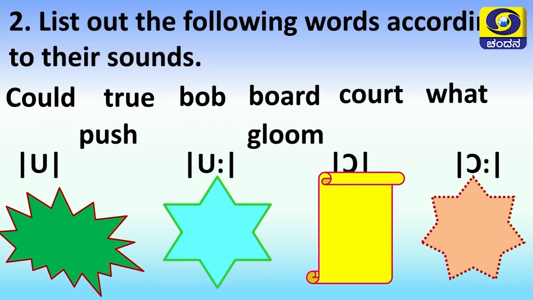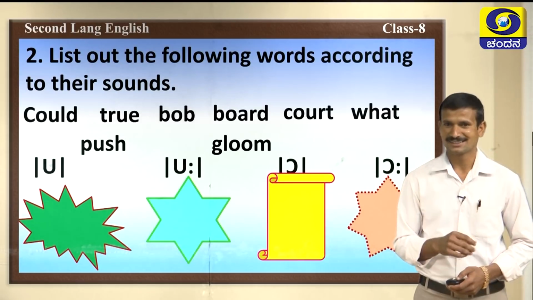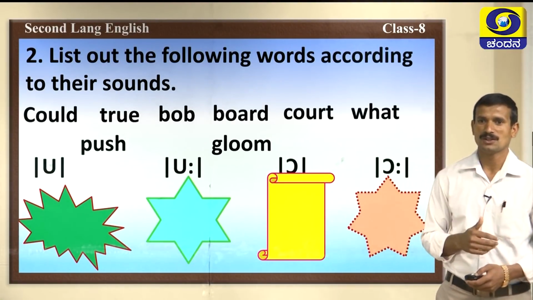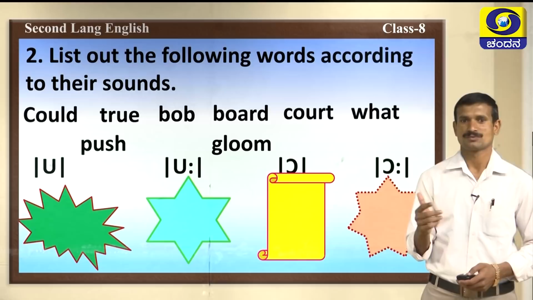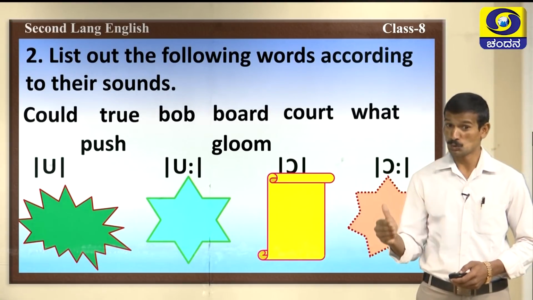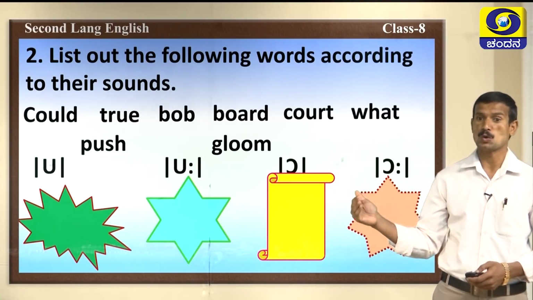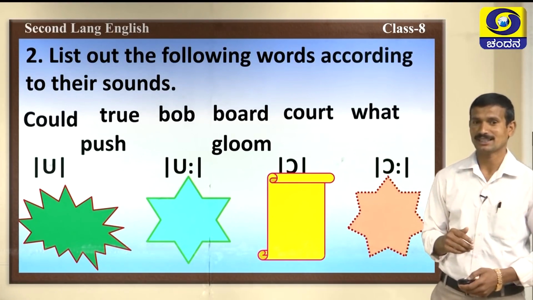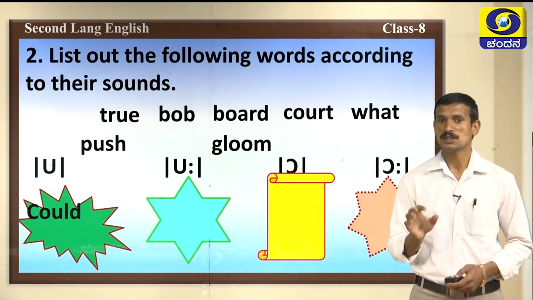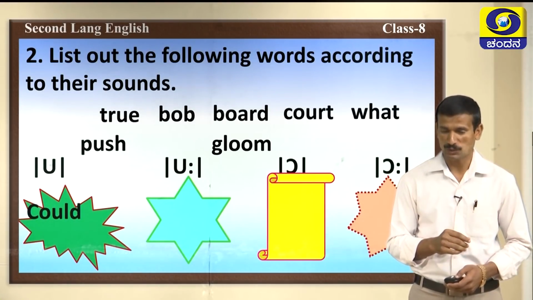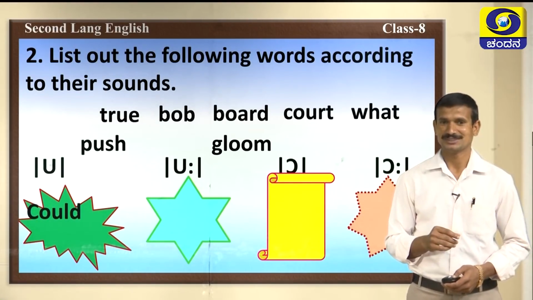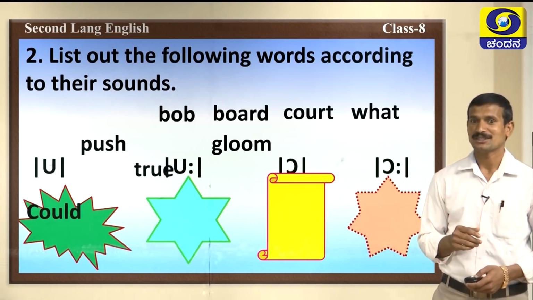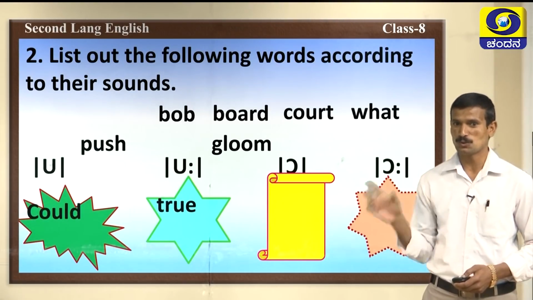Now, I had given the words. Have you done this? Okay, these are the phonetic sounds: oo, oo, wo, o. Let us know the answer. Yes, first one, could, oo sound is there. The word true, yes, oo, true.